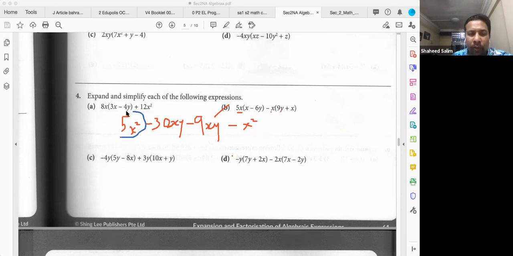So now let us group them according to what they are. This is 5x squared. Remember the sign is in front, not behind. Don't think this is minus 5x squared. No. This one is minus x squared. So you can either do it straight if you want to. 5x squared minus x squared, 4x squared, I do it straight. Or you want to bring it over here also can. You want to bring it over here, then you minus. Up to you. I want to minus straight.